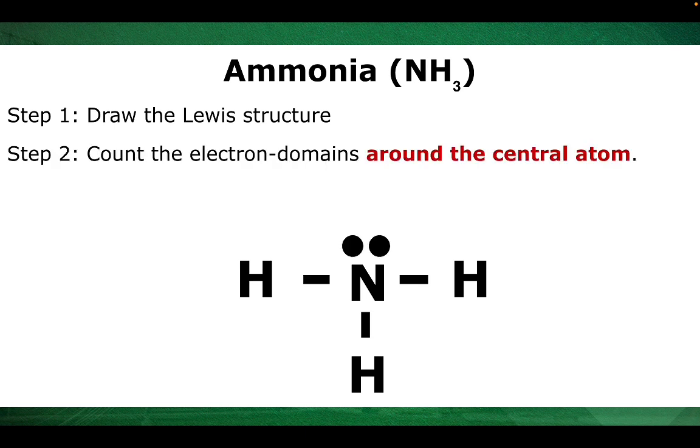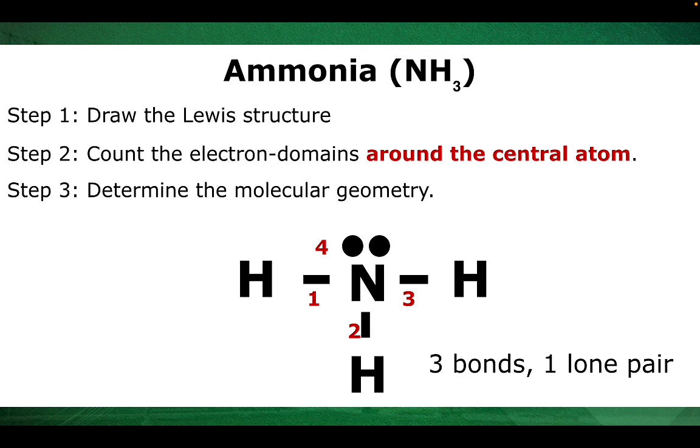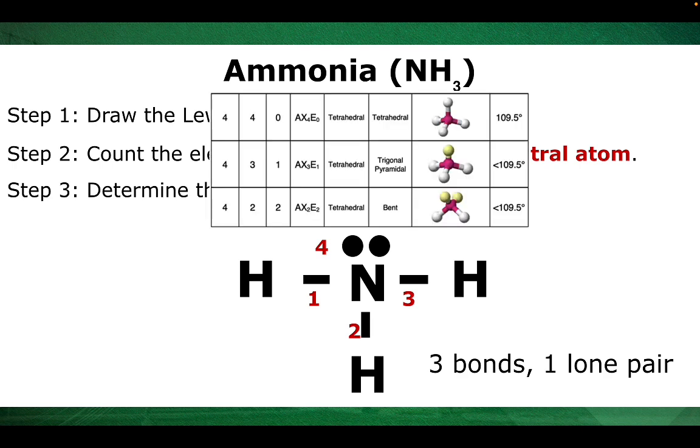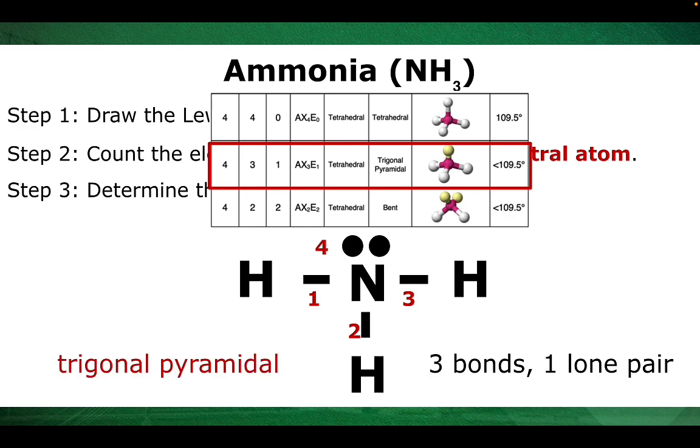Step 2 is to count the electron domains around the central atom. So you have 1, 2, 3, 4. So you have 4 electron domains. Specifically, you have 3 bonds and 1 lone pair. Step 3 is to determine the molecular geometry. We're going to check the table. For 4 electron domains, you have 3 types. We're looking for 3 bonds, 1 lone pair, and we have this. So ammonia is trigonal pyramidal.